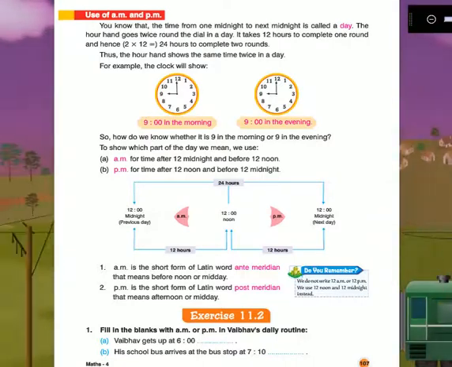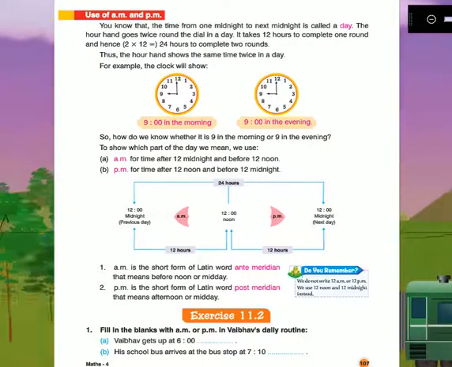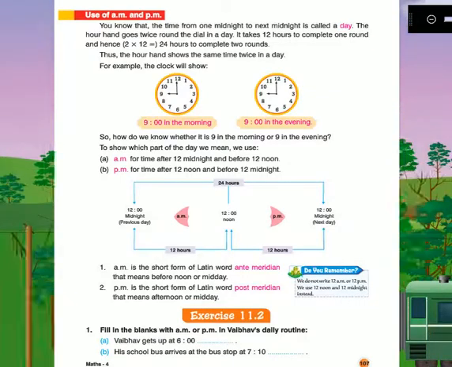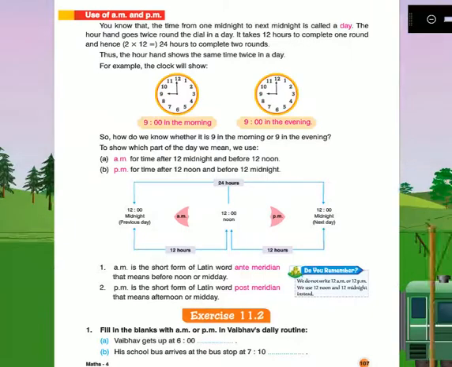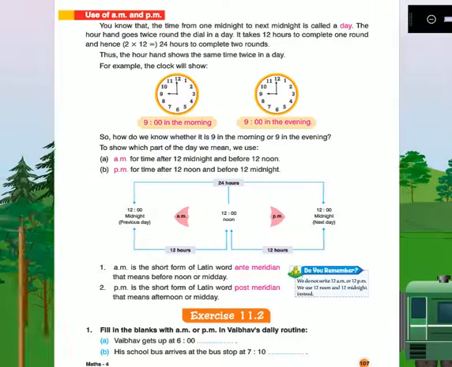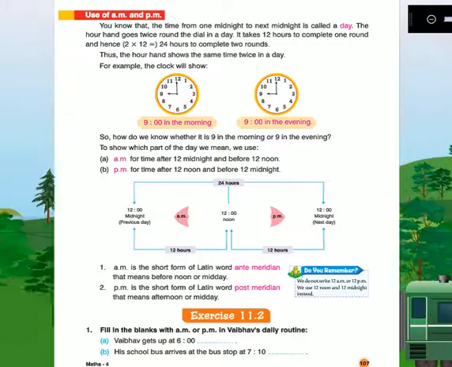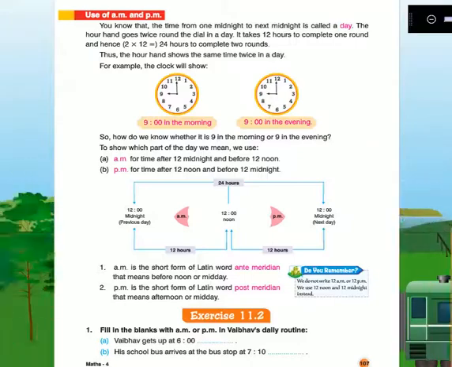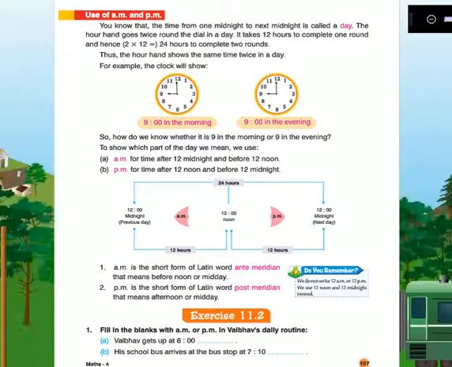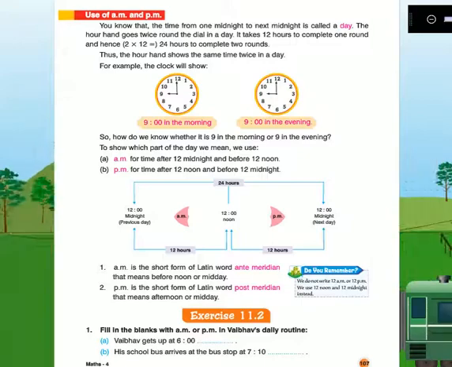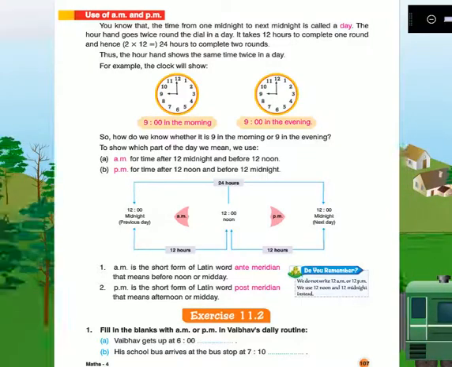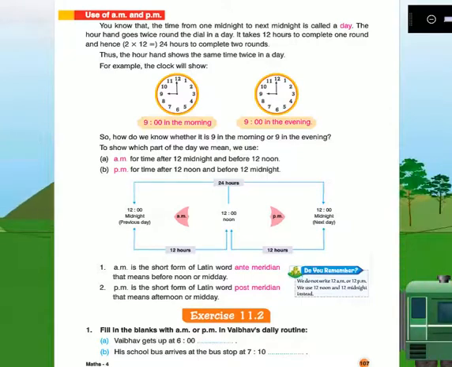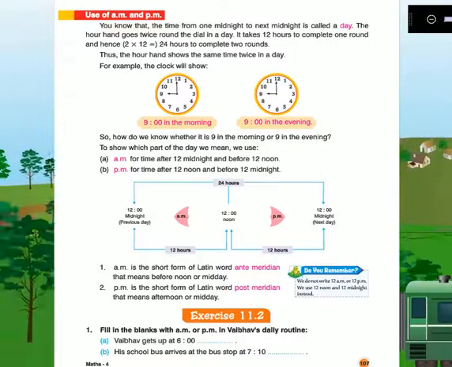For example, the clock will show 9 in the morning and 9 in the evening. So, how do we know whether it is 9 in the morning or 9 in the evening? To show which part of the day we mean, we use AM for time after 12 midnight and before 12 noon, and PM for time after 12 noon and before 12 midnight. Do you remember? We do not write 12 AM or 12 PM. We use 12 noon and 12 midnight instead.